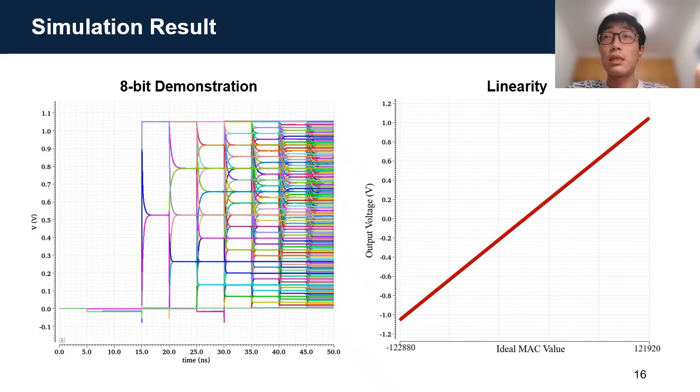Here, on the left are simulated MAC values for different 8-bit weights. The intermediate results correspond to different charge sharing steps, which demonstrates the flexibility in precision. On the right is the transfer curve. The x-axis is the ideal MAC values, while the y-axis is the output analog voltage. The R-squared equals 0.999, so the linearity is excellent for in-memory computing.